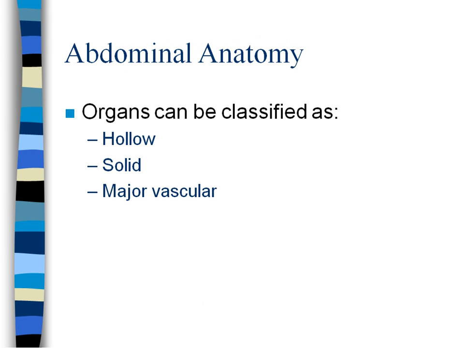We kind of talked a little bit about this already. Organs can be classified as either hollow, solid, or basically major vessels, right? What are my major vessels? Aorta and inferior vena cava are the big ones. Okay, when we're talking about abdominal, right? Because remember, my superior vena cava is up in my thoracic cavity, and it doesn't come down; it attaches at the heart.